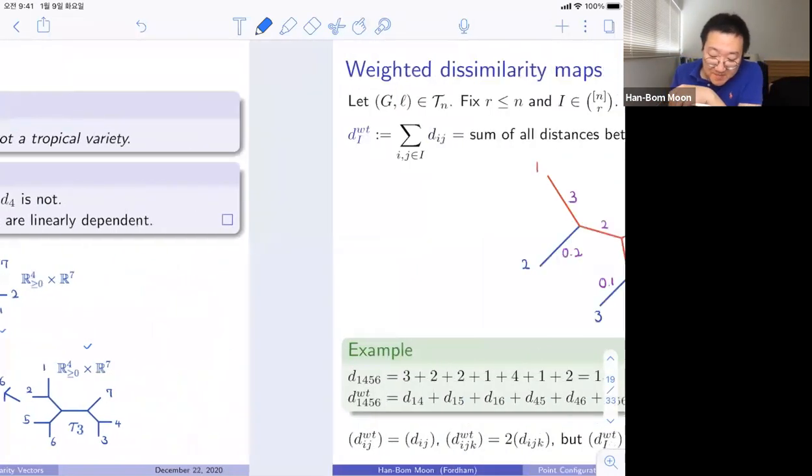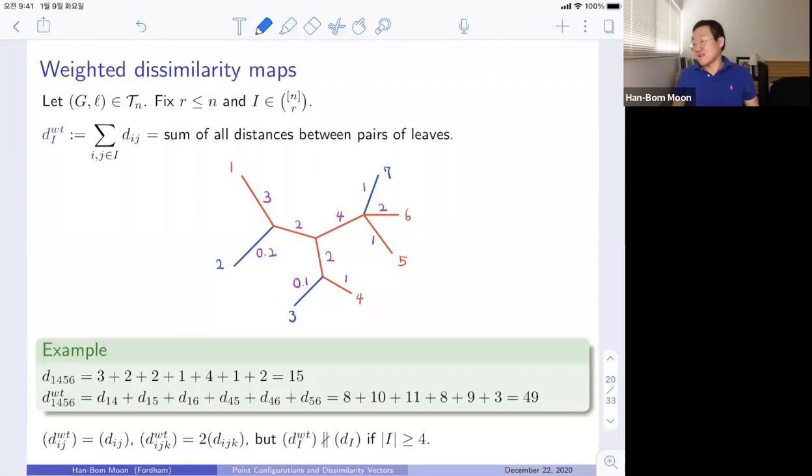All right, this is the bad news, but what I want to say is that this is not too bad. We can modify the definition of the dissimilarity map slightly, and then we can get the right answer.